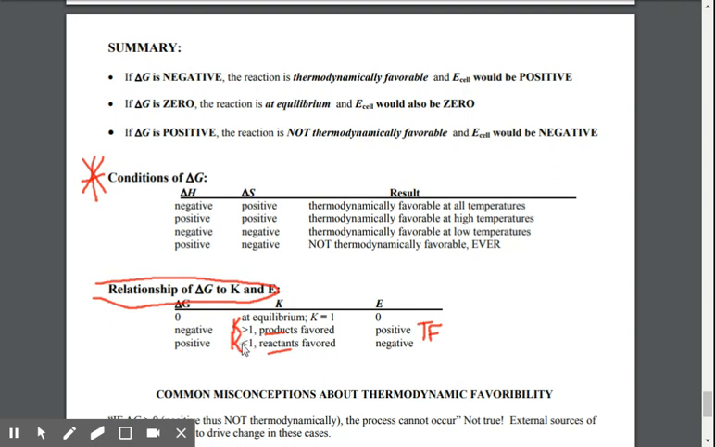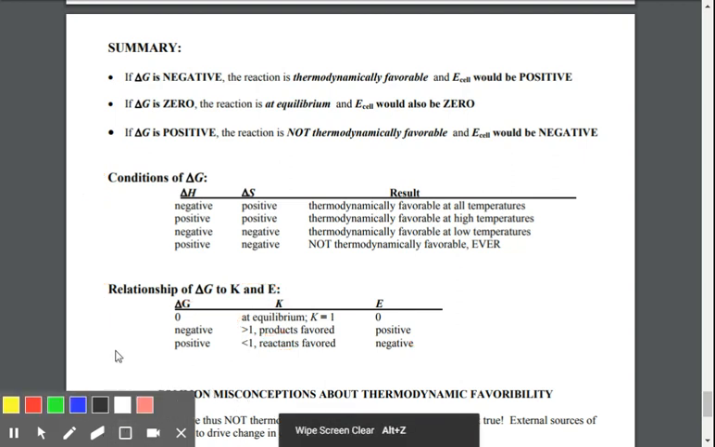The reason why reactants are favored if delta G is positive is that the reaction is thermodynamically unfavorable. That means my reactants are staying reactants. They're not producing those products. So that's why reactants are favored. Those are the different relationships between delta G, K, and E. Very important. They love to ask that question in multiple choice.